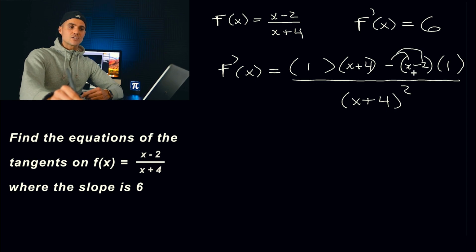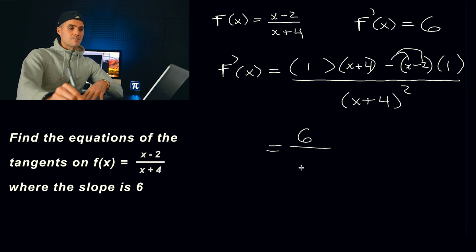This negative we'd have to distribute in the bracket. We'd end up with x minus x. Those just cancel out. And then we'll have 4 minus -2. That would be like 4 plus 2, which would give us 6, right? So we'll have 6 over x plus 4 squared. That's basically going to be the derivative of this function.